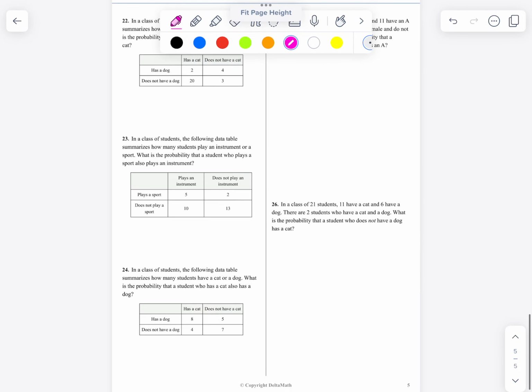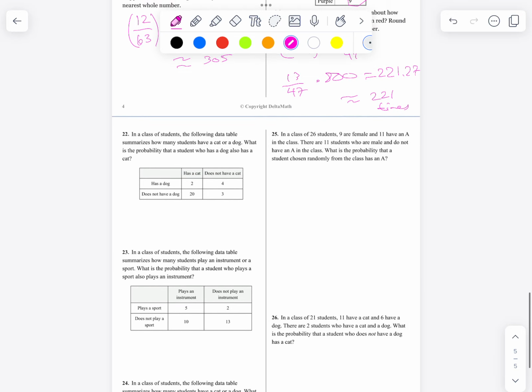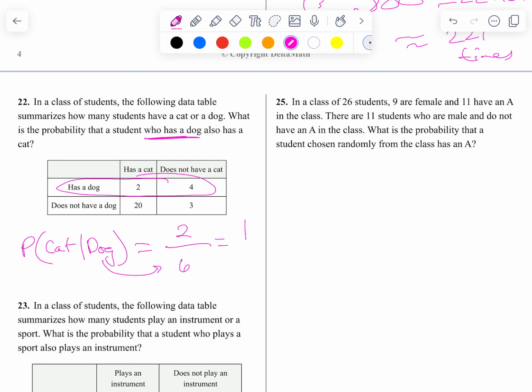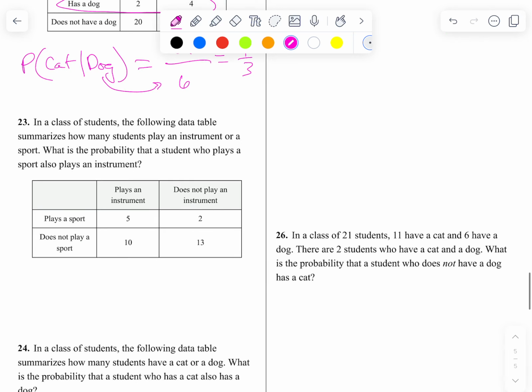All right, final stretch. Last 5. In a class of students, the following table summarizes how many students have a cat or a dog. What's the probability a student who has a dog also has a cat? So they're telling you this is given that they have a dog. So it's the probability that somebody has a cat given that they have a dog. I don't care about everyone in here. I'm just looking at the people who have a dog. So how many people have a dog is 4 plus 2, which is 6. Now, of those people, how many of them also have a cat? Well, 2. So that's 1/3 or 33%.